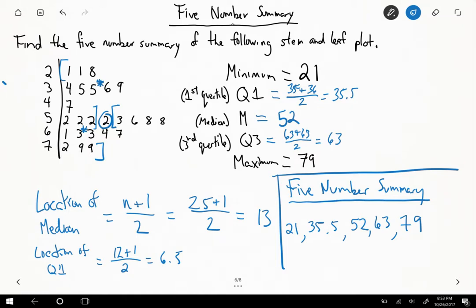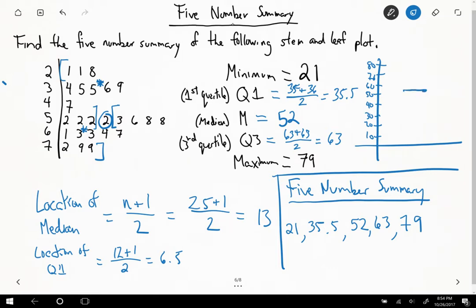Oh, and by the way, if you do have a 5-number summary, you can actually make a box plot. That's not too bad either. So if you wanted to make a box plot, let's say we were going by tens. So 10, 20, 30, 40, 50, 60, 70, 80. Each of these is 10. I know this problem doesn't ask for it, but it's good for you all to see. So what do we do? Well, this 52 is the median, so we draw a big old bar right by the median. Right there is the median. That's 52.